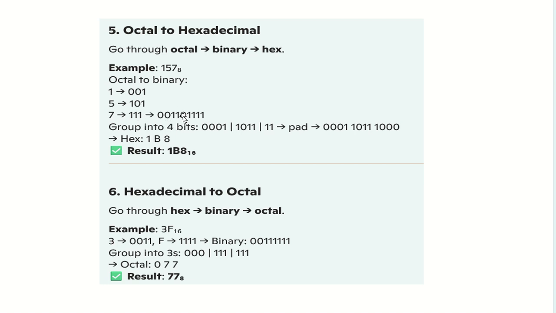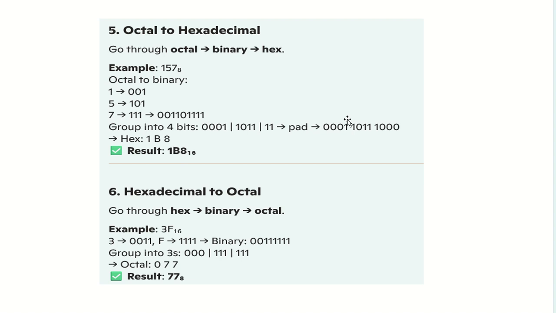Now we group it into 4 bits. First let's see how many bits are here: 1, 2, 3, 4, 5, 6, 7, 8, 9. There are only 9 bits, but we have to pad with 0 in order to get the final value. So we pad with 0 on the leftmost and rightmost sides. So 0001, 1011, 1000. We have padded with zeros, and we got the finalized value as 1, B and 8.